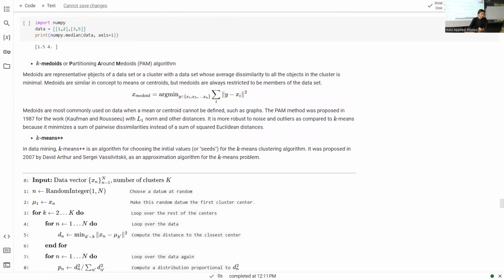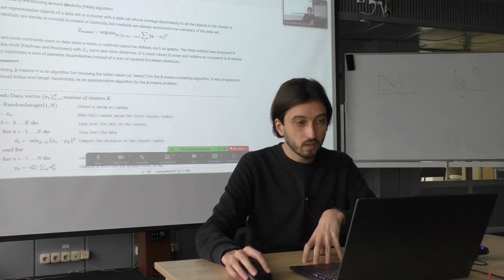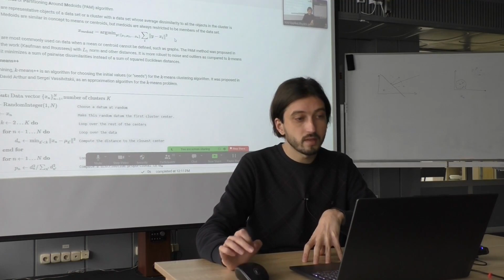K-medoids, or partitioning around medoids, or the PAM algorithm. Medoids are representative objects of a data set or a cluster within the data set whose average dissimilarity to all the objects in the cluster is minimal. Medoids are similar to means or centroids, but medoids are always restricted to be members of the data set. Probably you see the difference.